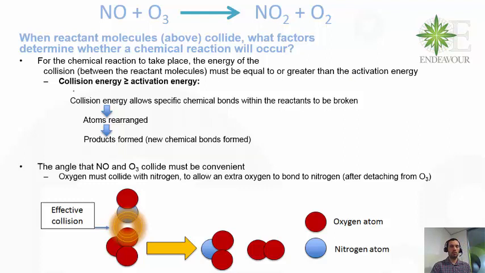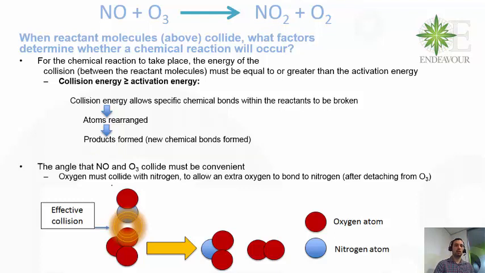So once the collision energy is greater than the activation energy, provided there's a convenient orientation, we then go through the process of a chemical reaction. So the collision energy will break some of the bonds within the reactants, maybe not all of them, maybe all of them, just depending on the reaction, which allows some of the atoms to rearrange, take on new positions, where we can then form new chemical bonds to get the product compounds, which in this case are NO2 and O2.